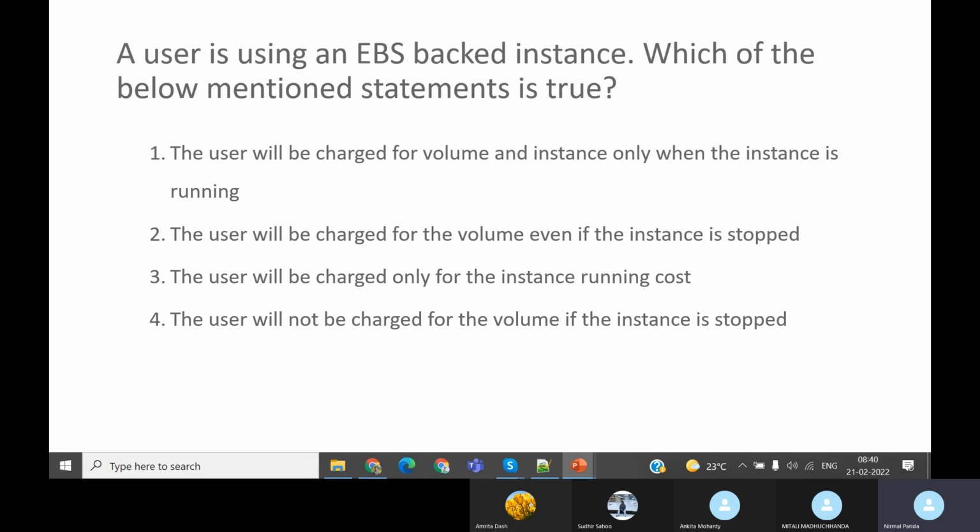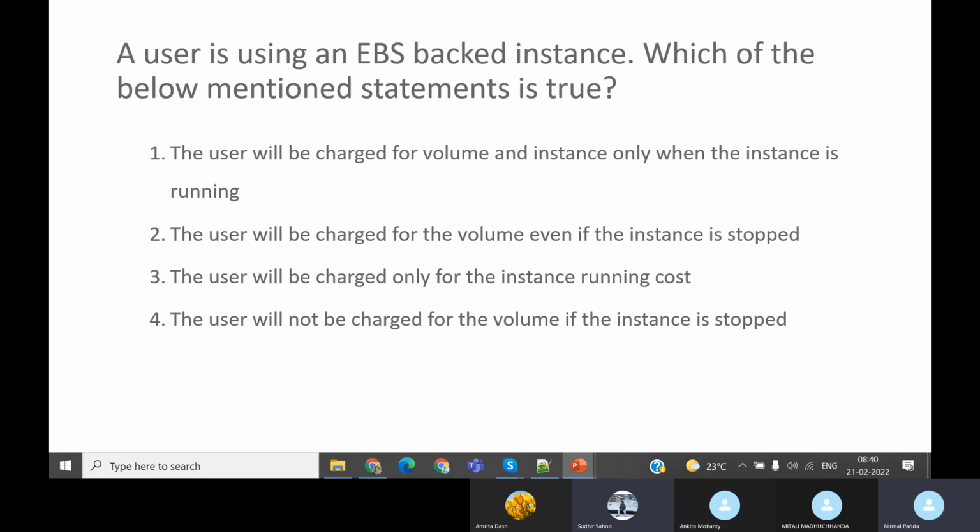Okay, let me explain. The user will be charged for the volume and instance only when the instance is running. It is trying to say AWS will charge for volume as well as instance, but the condition is the instance is running. Option 4 is the user will not be charged for the volume if the instance is stopped. So it is saying it will not charge for your EC2 instance volume if the instance is stopped. That means option 4 means you will not be charged for the volume, but you will be charged for the instance. No, no, no. It is saying only for the volume.